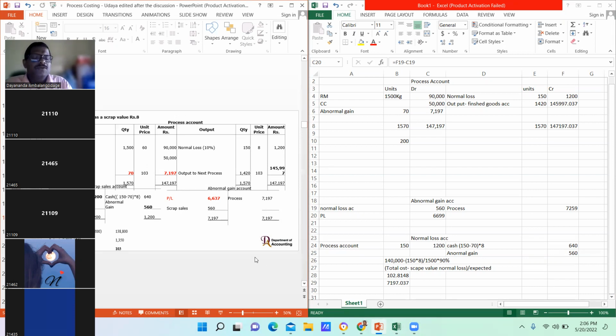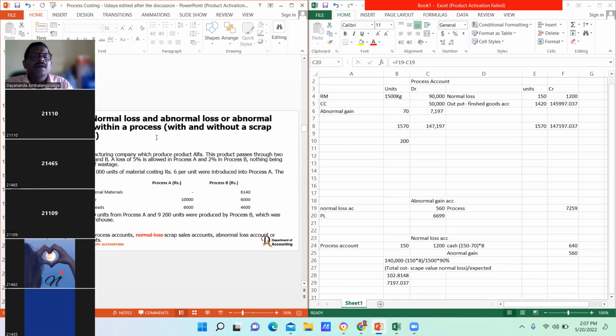write. Now if you didn't follow this series, you can't get it very quickly. This is a little bit, we started with a very simple scenario, and we are moving to the complex scenarios now. Okay. Normal loss, abnormal gain with a process with and without scrap value. Again, there are two processes now, not one process. Process A and process B. If that is the case, we will see how to account for this particular account.